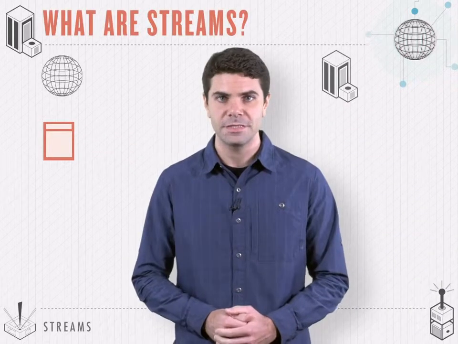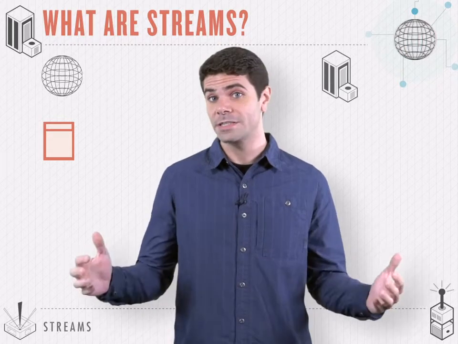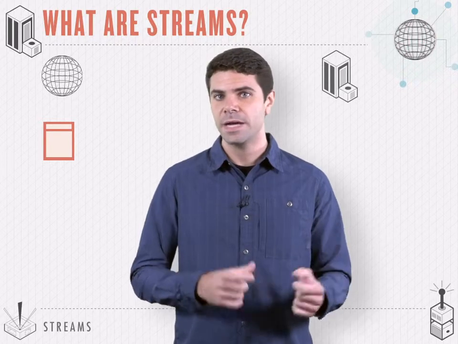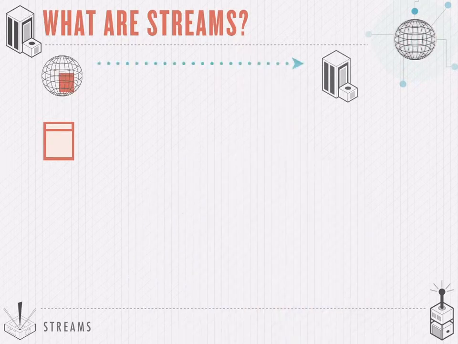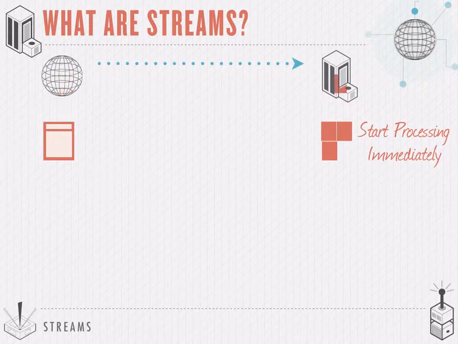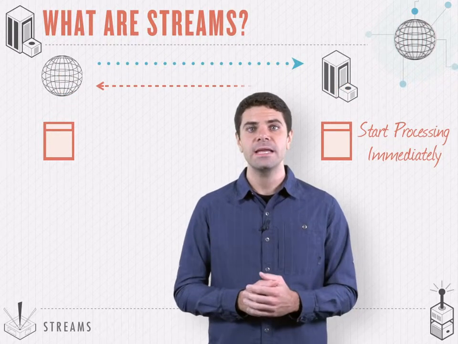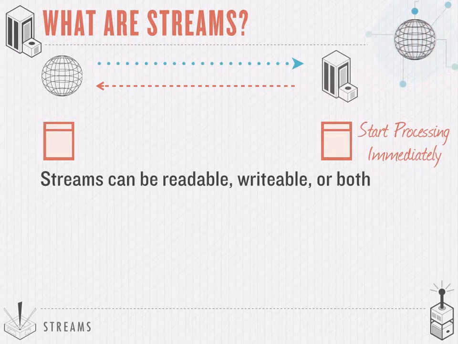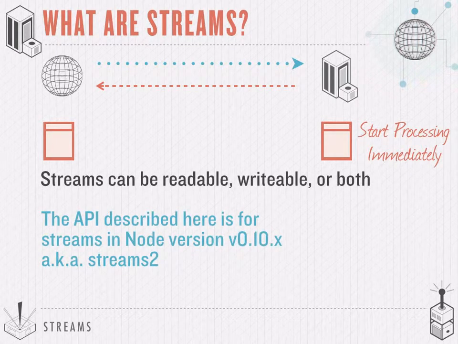For ultimate efficiency, and especially when we're dealing with large-sized data that's being sent across the wire, we need to be able to access that data piece by piece or chunk by chunk. When that happens, we can start manipulating that data as soon as it arrives in the server and keep it from being held in memory all at once. Streams are like channels where data can simply flow through. They can be of different types, but we're going to be looking at the two most common, readable and writable streams. And the Streams API that we cover here is for Node version 0.10, also known as Streams 2 API.